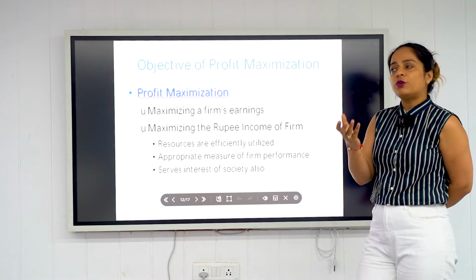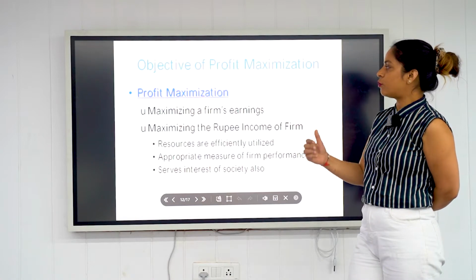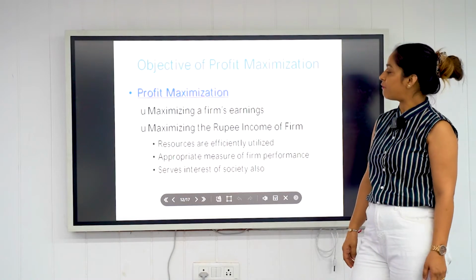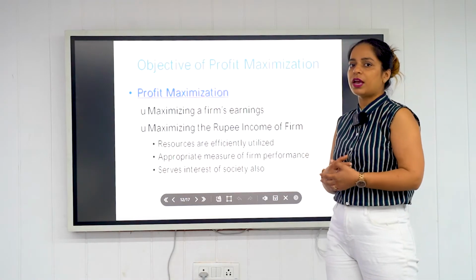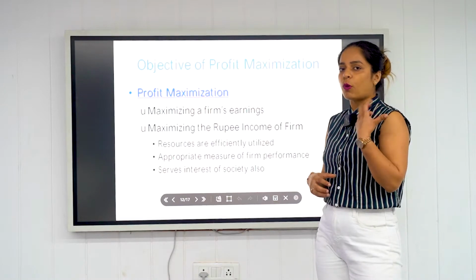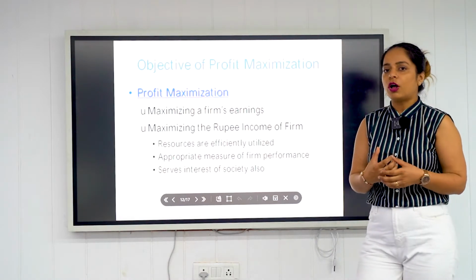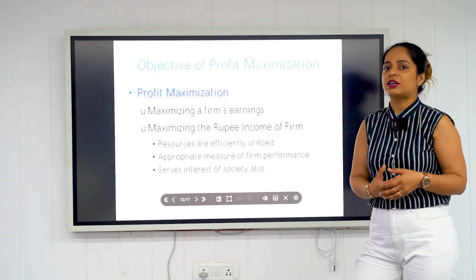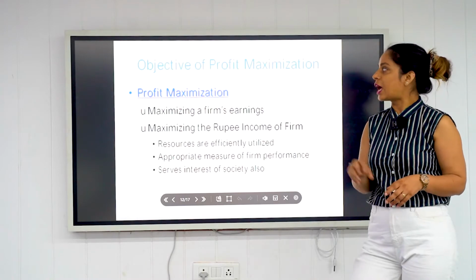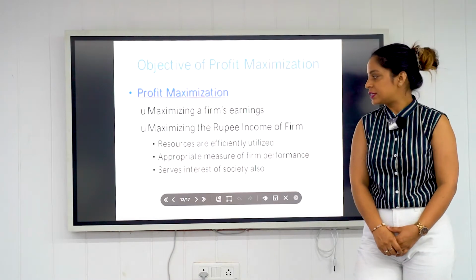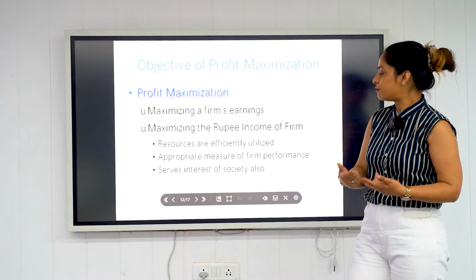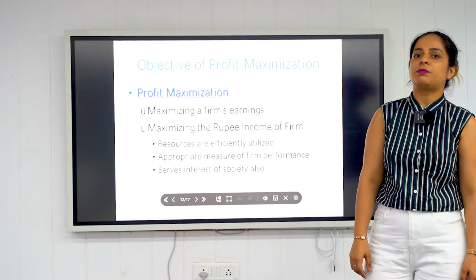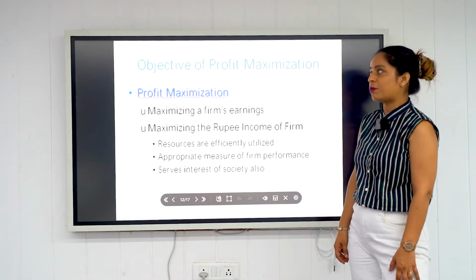Like how could we increase the efficiency, how could we increase the profit? If we utilize the resources in an efficient way, if we appropriately guess the requirement of the funds and measure all the firm's performance, on the basis of that we could find out how many resources and what are the best resources for my organization. I could increase the profits of the organization. And the last one is serves interest of the society also. If my organization has a good image among the society people, then it will also be good for the profits also.